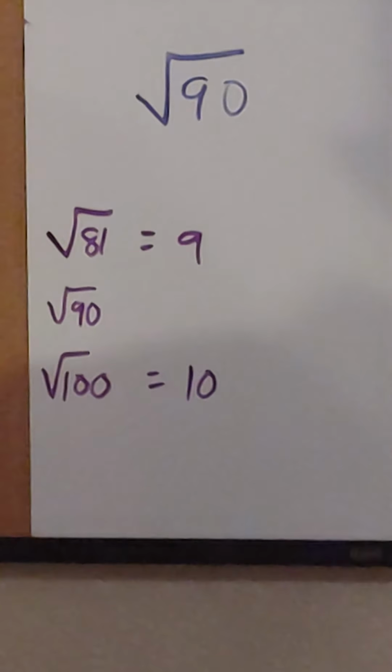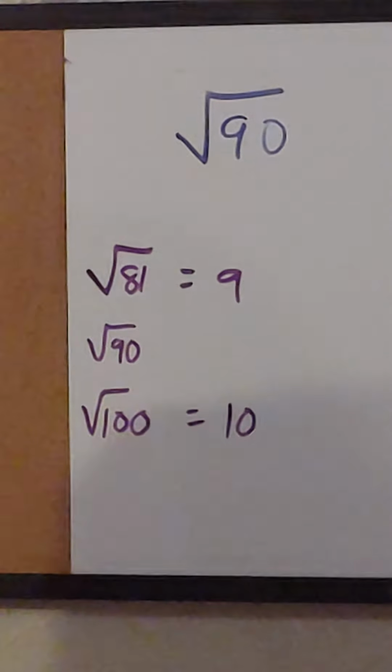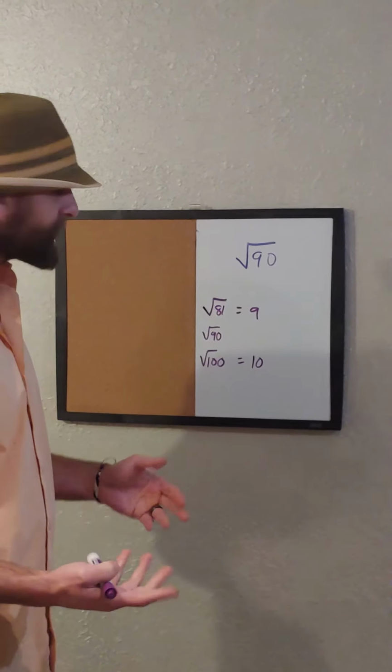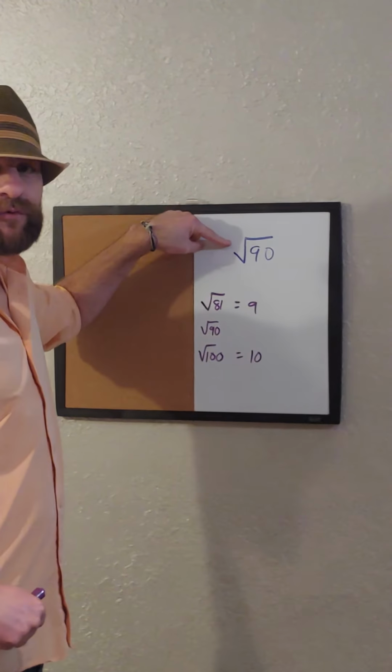Okay, so now we're going to discuss the topic of roots and radicals. Just a way to say the same thing. Both of the words mean the same thing. So right here we have the square root of 90.